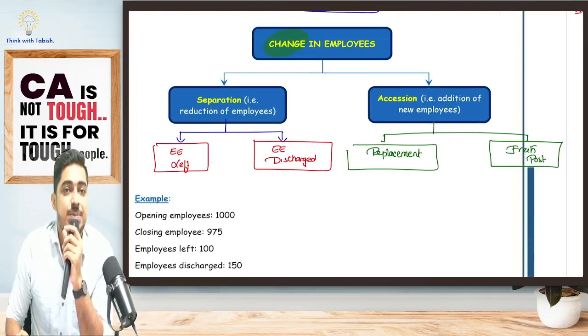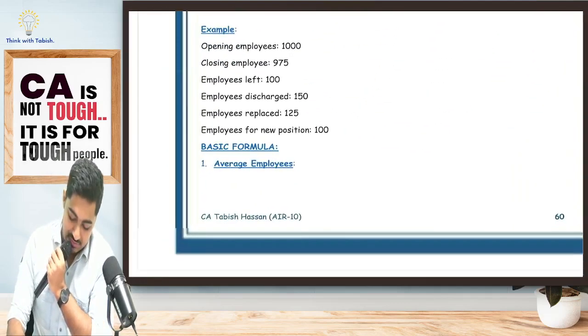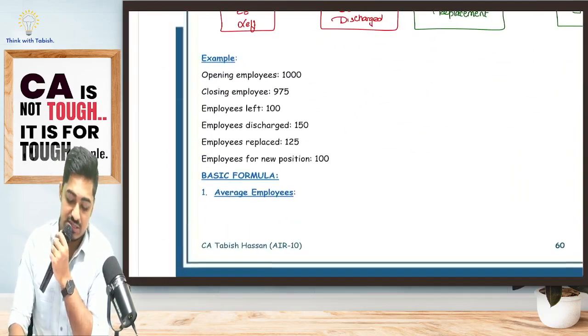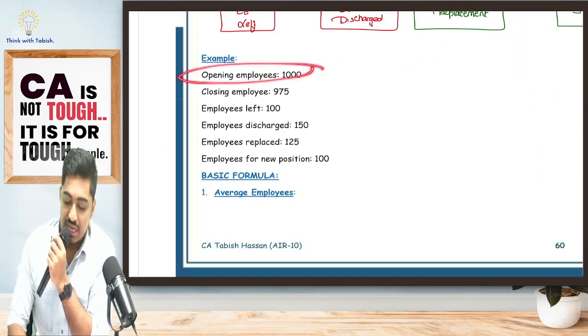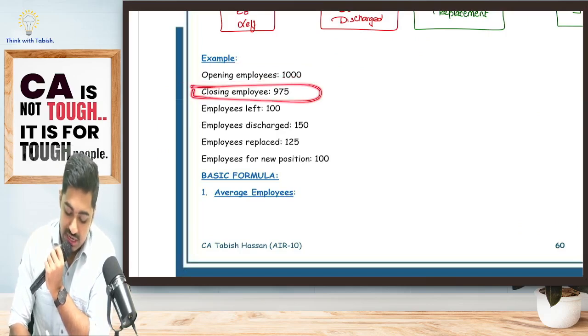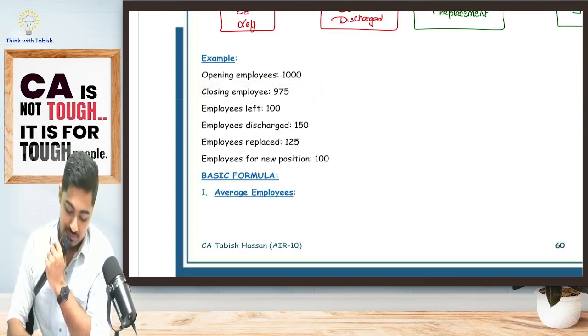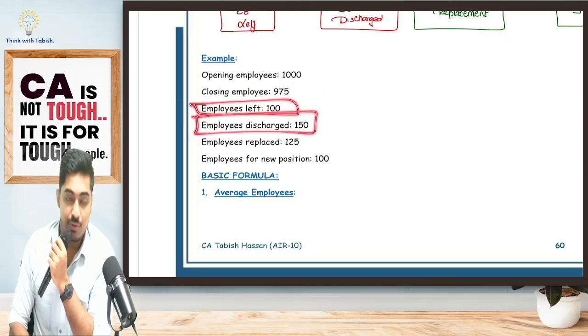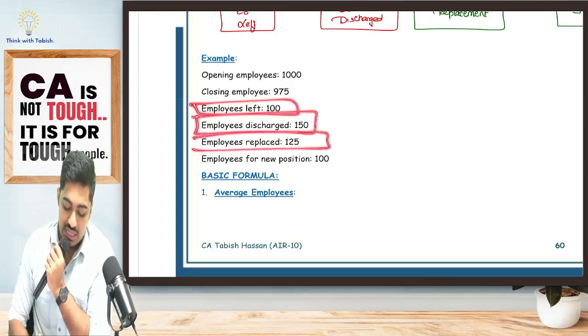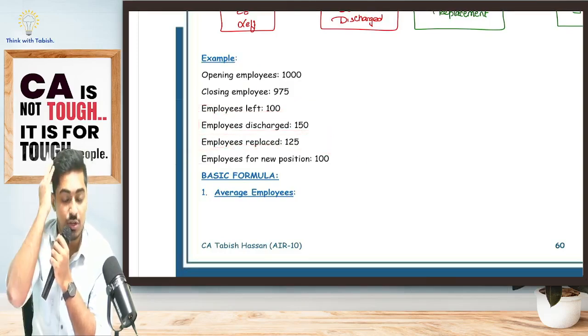Now, let us do some basic calculations. Look at this, everyone. Simple calculations. Opening employees. At the start of the year, how many employees were there? 1,000. Closing employees. At the end of the year, how many employees are there? 975. How many employees left? 100. How many employees we kicked out? 150. In their place, how many replacements we brought? 125. How many employees we brought for the new post? 100.